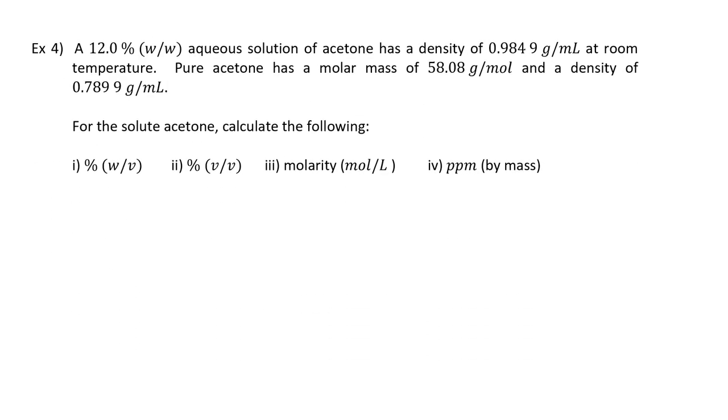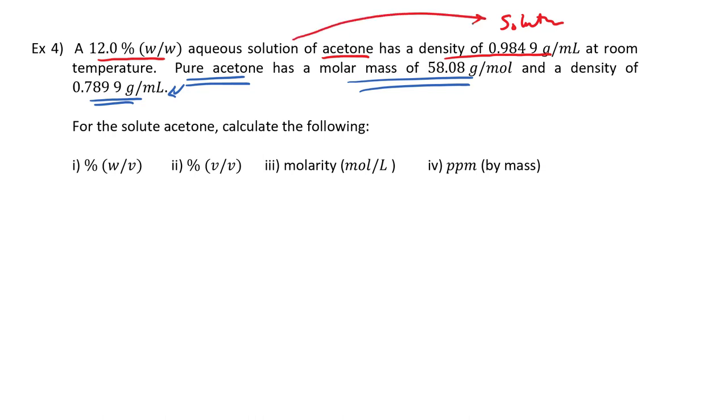I'd like you to try this on your own right now. We have a 12% weight by weight solution of acetone. The density of the solution is this much. This is the solution density. We then have information about pure acetone. It has a molar mass of that much and a density of this much. This is my pure acetone. So please note, we have the solution of acetone and we have the pure acetone.